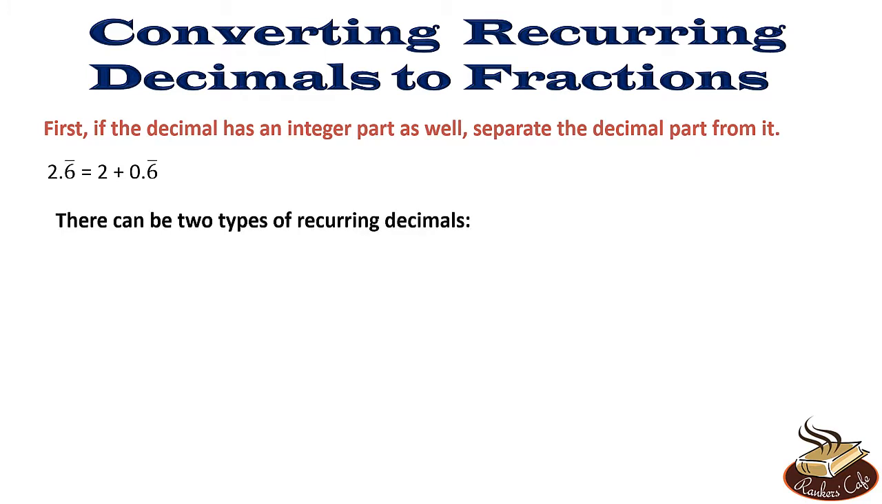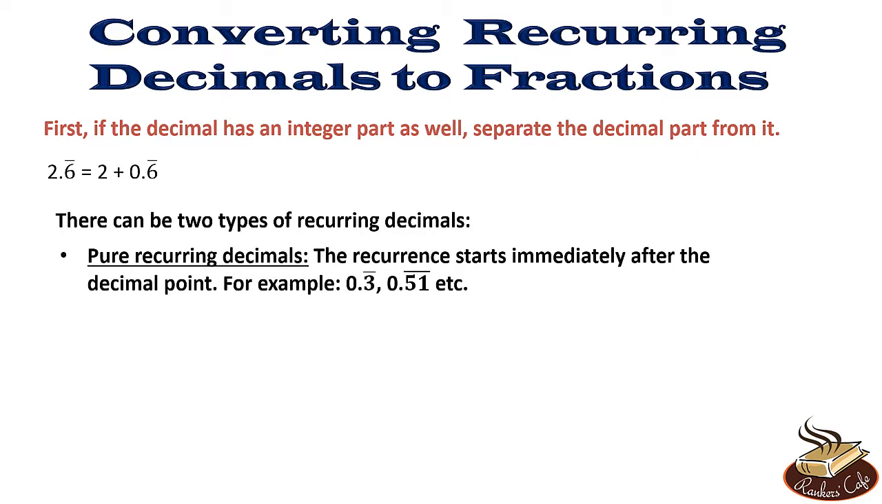Now there can be two types of recurring decimals. The first one is pure recurring decimals, where the reoccurrence starts immediately after the decimal point. For example, 0.3 bar. 3 is repeating, right? And it has started repeating immediately after the decimal point. Another example is 0.51 bar. Here 51 is repeating, right? And again, the reoccurrence has started immediately after the decimal point.